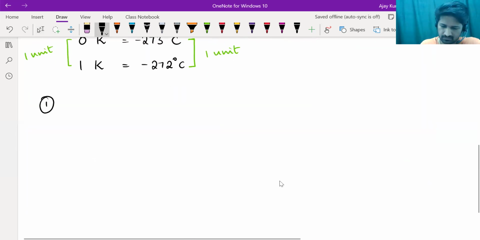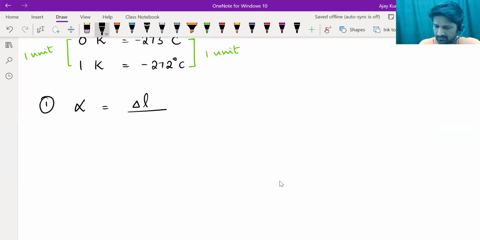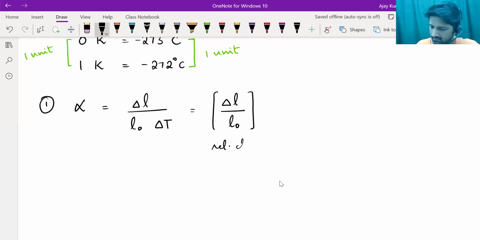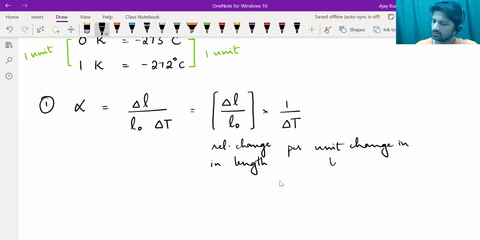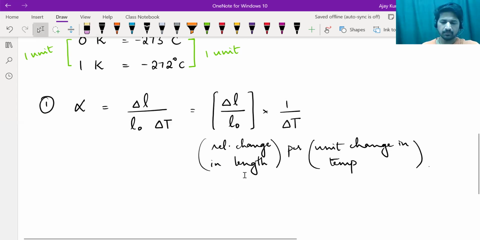Fine. Now, beta, gamma will also have the same units, but understand what they mean. First, alpha. The formula is delta L divided by L naught delta T. Now, delta L by L naught is the relative change in length, divided by delta T. So relative change in length per unit change in temperature, that is what alpha is.